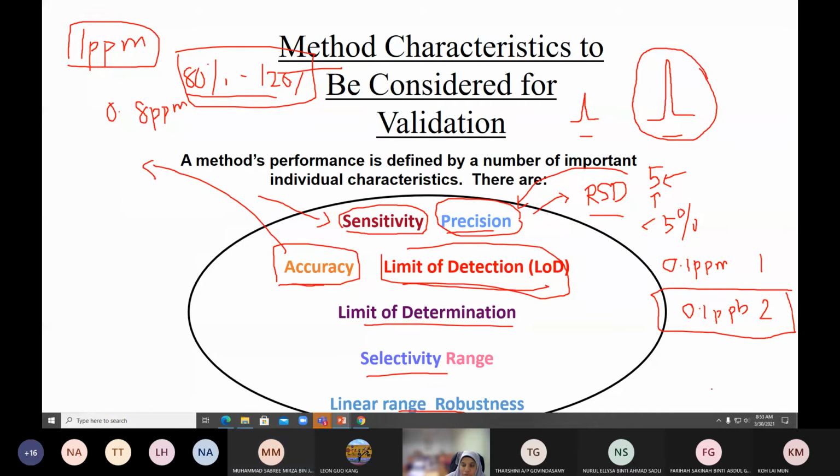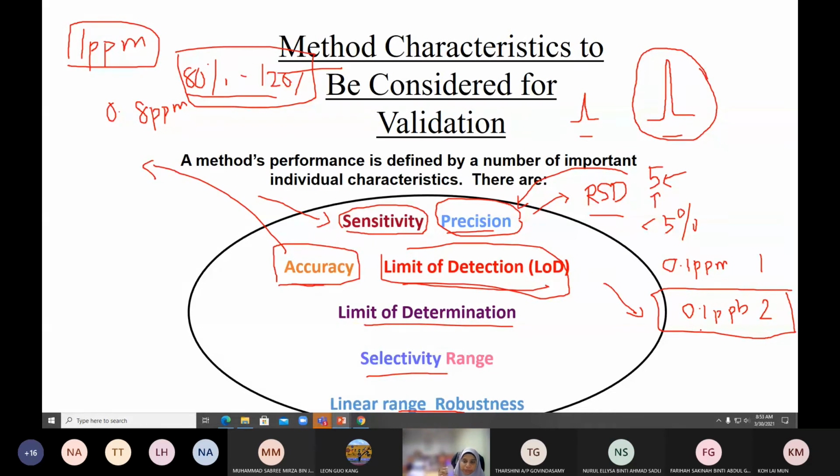All right. So when you look at the method, the main characteristic that we are very concerned about is the limit of detection. Of course, I will choose 0.1 ppb. Why? Because that means the instrument can detect down to the 0.1 ppb level. So it is sensitive enough, and I will proceed with my analysis.